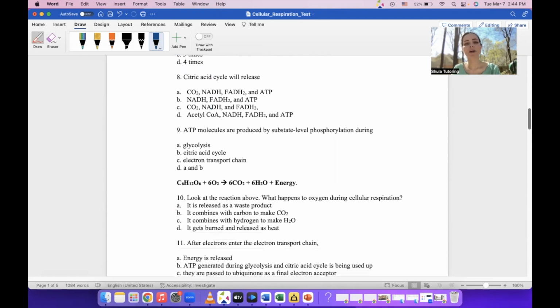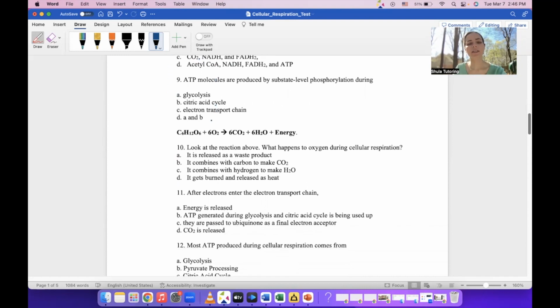The citric acid cycle will release choice A: CO2, NADH, FADH2, and ATP. All those molecules will come from the citric acid cycle. Sometimes you will see ATP referred to as GTP, but that's almost the same thing. In regards to other answers, choice B misses the fact that CO2 also comes out of the citric acid cycle, and that's important. Choice C misses ATP, and then choice D mentions acetyl-CoA, which is the starting product of the citric acid cycle. The citric acid cycle doesn't release it.